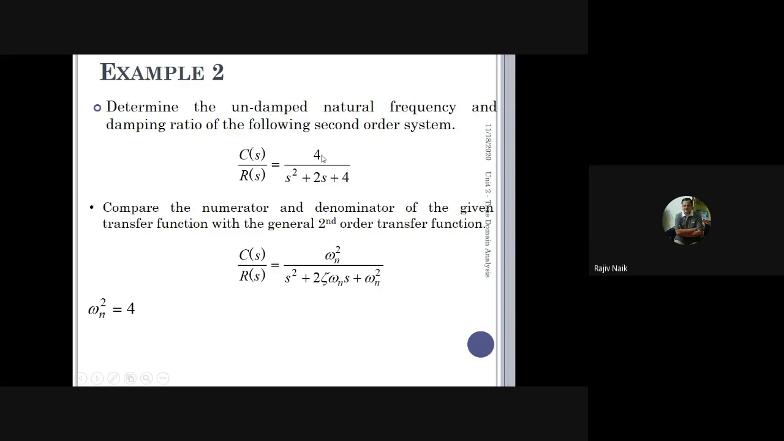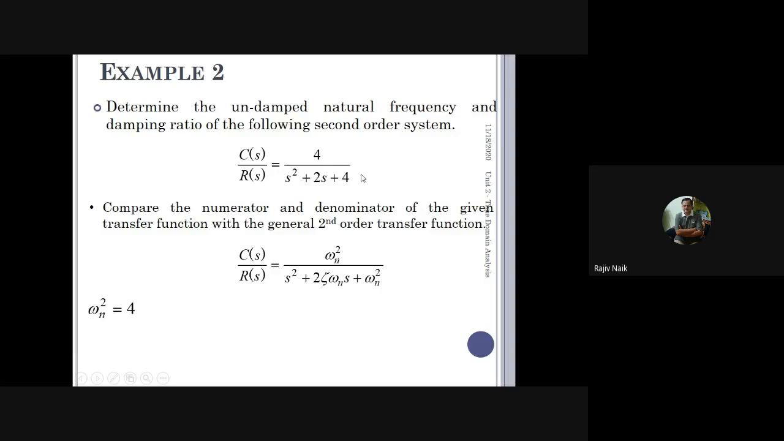See here, 4 is omega n square, but don't compare with this numerator. The reason you don't have to compare with the numerator is that the numerator may consist of some gain k also. If suppose k is 2, instead of 4 it will be 8. Now k value is 1, that's why it is the same. Otherwise, it is not necessary that this value should be the same. Here it may be 8 or 10 or 2 or 1, whatever it may be. So only compare the denominator part. Remember, you concentrate on the denominator part of the standard equation and the given equation.